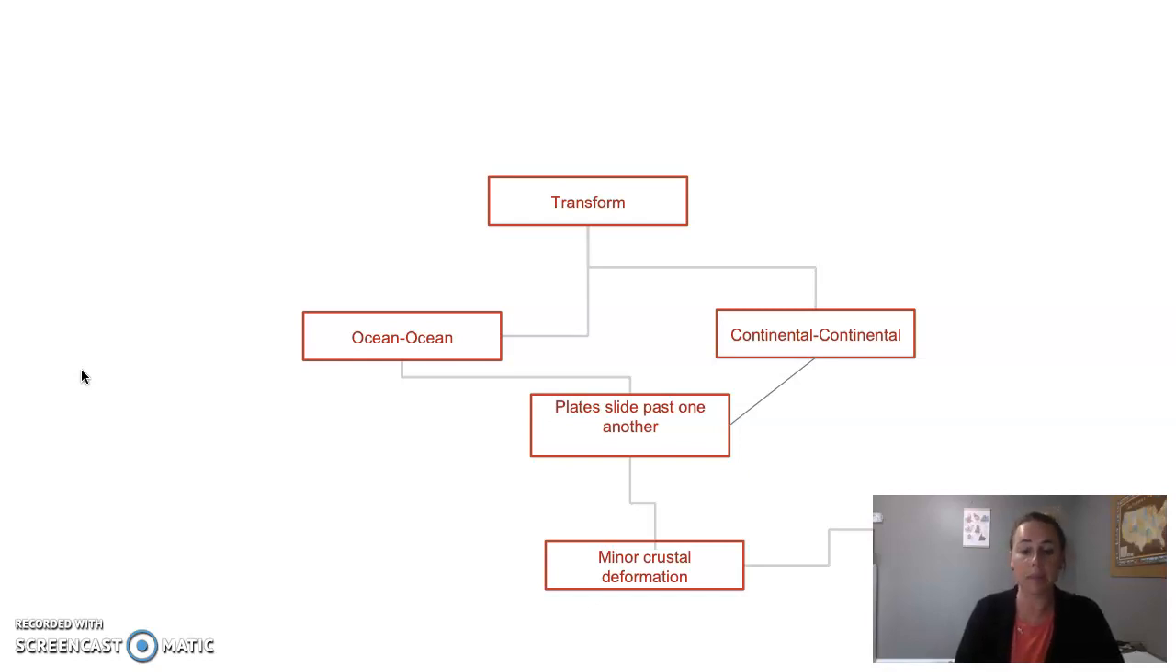A great example of a transform plate boundary is the San Andreas Fault. The two plates are moving, and one plate is moving north. The Pacific plate and the North American plate meet, and that's what creates the San Andreas Fault. The Pacific plate is moving north at a very slow rate.